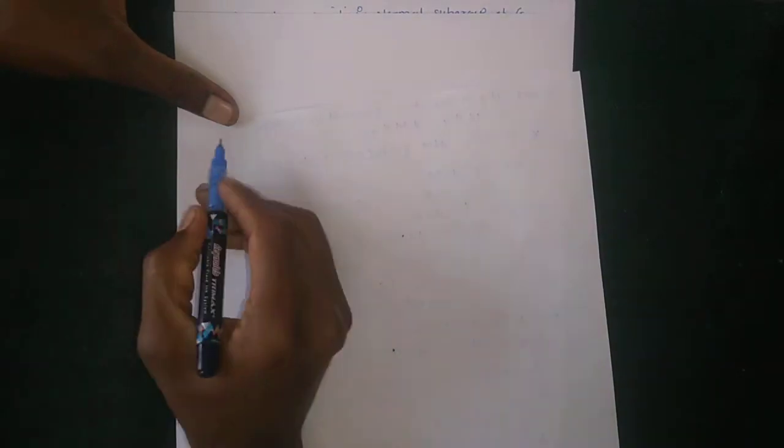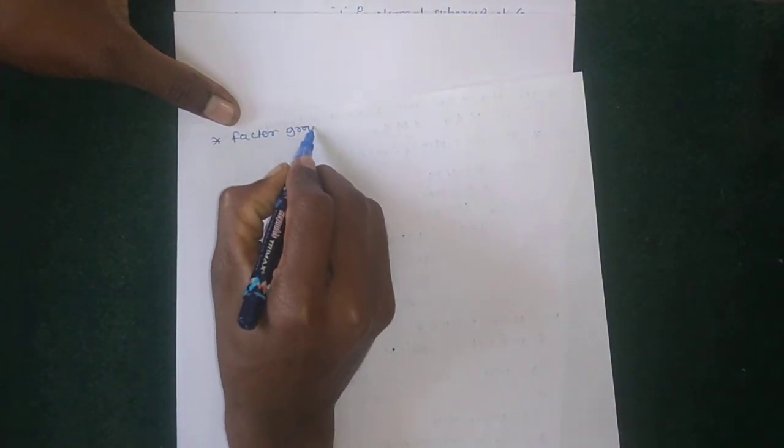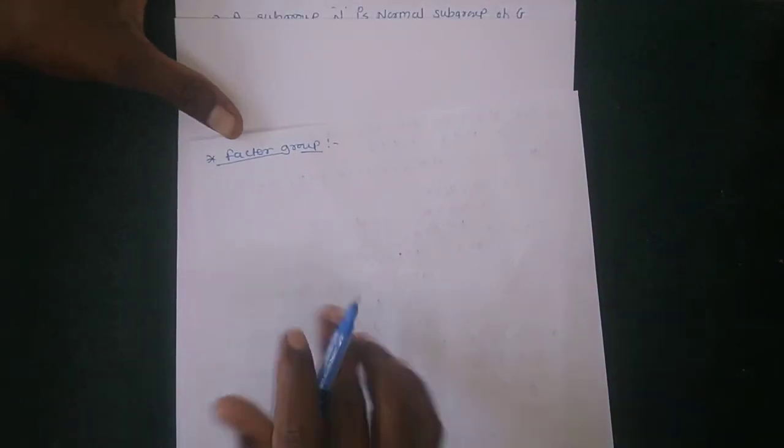Students, today we are going to discuss the next point of normal subgroup. This point is factor group. This definition is also seen in some previous lecture. Definition of factor group.